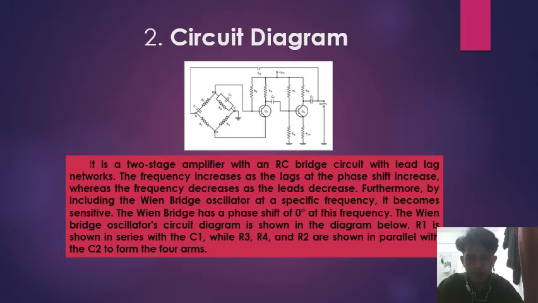The Wein bridge oscillator circuit diagram is shown in the diagram above. R1 is shown in series with C1, while R3 and R4 and R2 are shown in parallel with C2 to form the 4 arms. That's all for me, thank you.